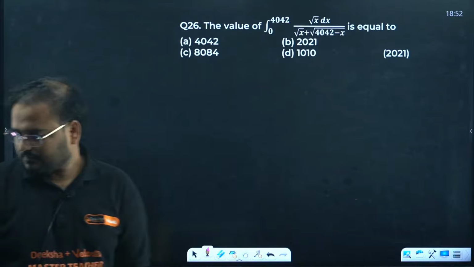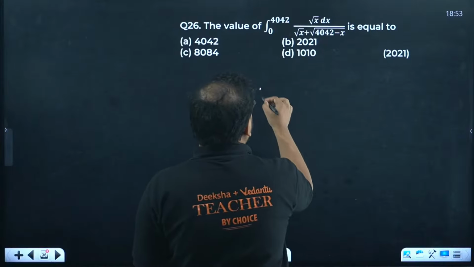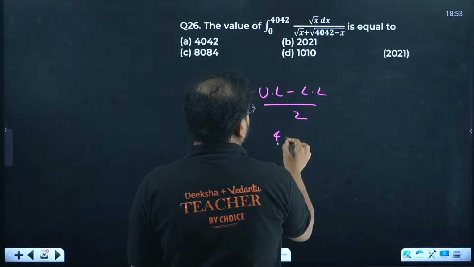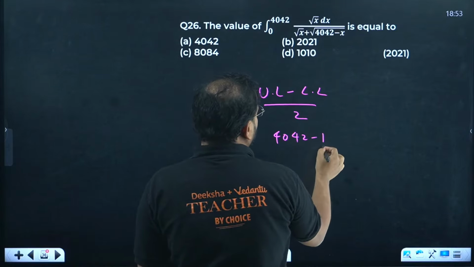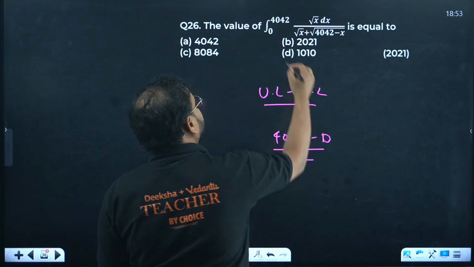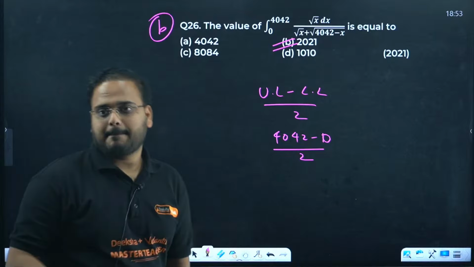Question 26 is again that trick we can use. This is the King's rule problem. What's the trick? Upper limit minus lower limit by 2. So 4042 minus 0 by 2. So answer becomes 2021. B is the right answer. 26 is B. Please check.